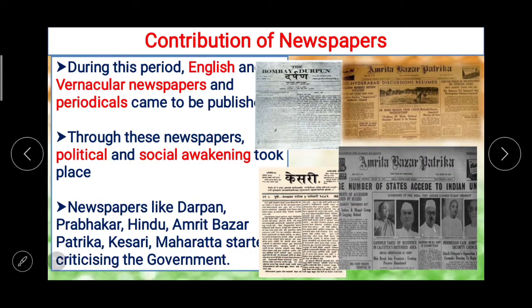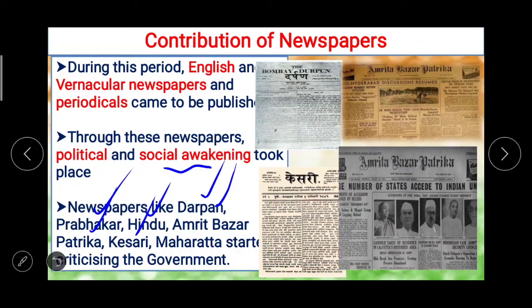Not only political but social awakening also. There were a number of articles based on social issues and also political things or political activity. Newspapers like Darpan, Prabhakar, Hindu, Amrit Bazar Patrika, Kesari, then the Maratha started criticizing the government.